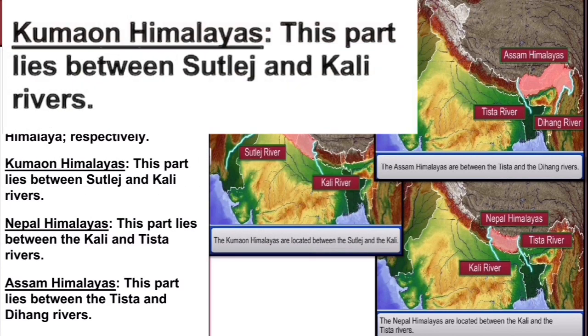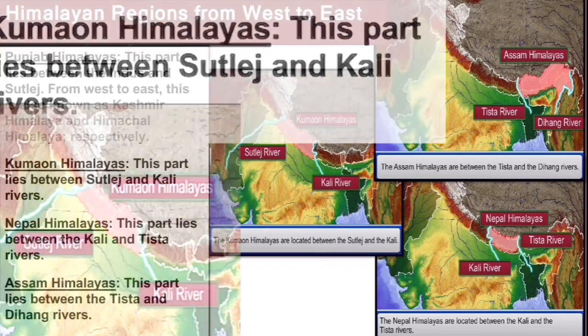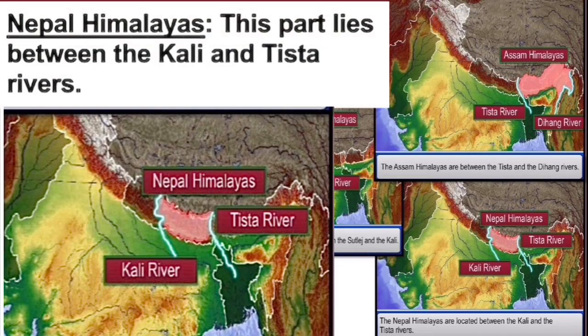The second one is Kumaon Himalayas. These Himalayan ranges lie between two rivers, that is from Satluj to river Kali. Kali is a river flowing in Nepal, as you can see in the given picture as well. The third one is the Nepal Himalayas. It extends from the river Kali to Tista. Again, you can see it in the given picture.